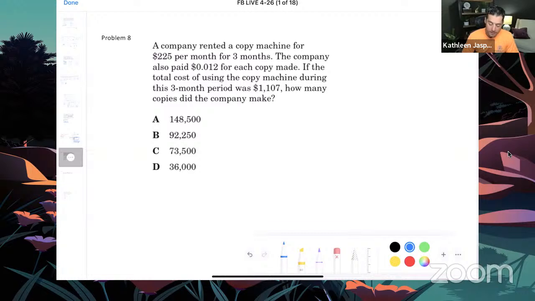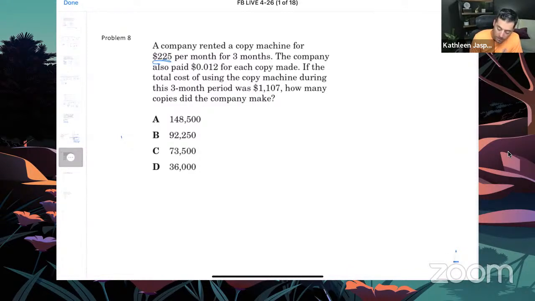Okay, again, with these word problems, just follow them along and use deductive reasoning. How are we going to work through this? So if it rented the machine, it's $225 a month for 3 months. So I've got $225 for 3 months. Okay. So we're just stepping it out. So 225 times 3. So I'm paying $675 for those 3 months to copy.